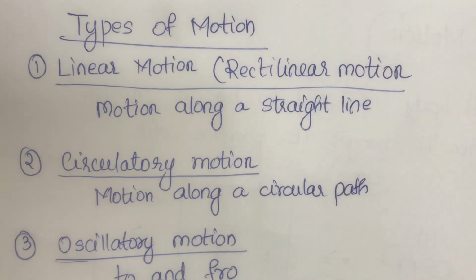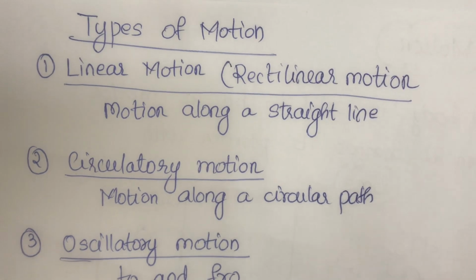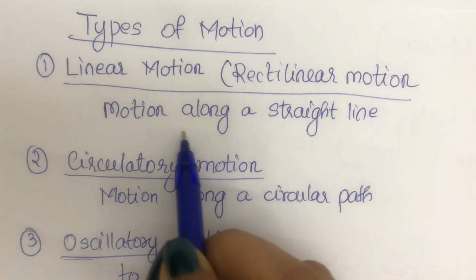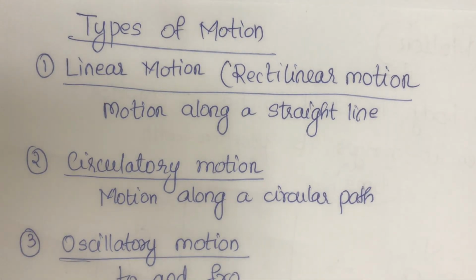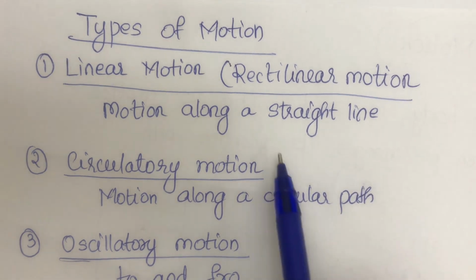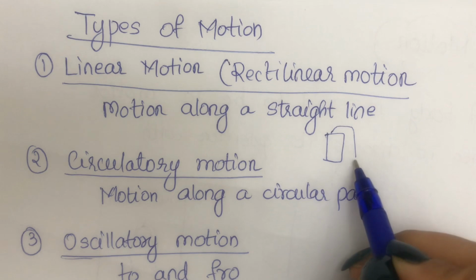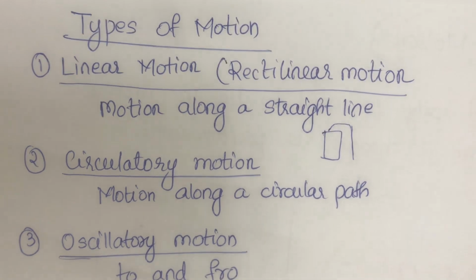Motion can be of many types. First one is linear motion, or we'll call it rectilinear motion. What is that? Motion along a straight line. The motion along a straight line is called rectilinear or linear motion. For example, when a car is moving in a straight path, we call it a linear motion. Or imagine a body falling from the top of a building. That will be in a straight line, so that is also an example of a linear motion.